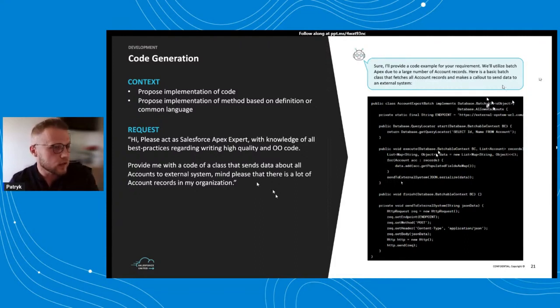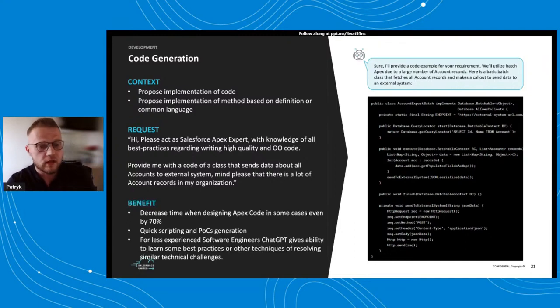What else do we have? We can see that all the methods from the interface were nicely implemented: start, execute, and finish method. Also, we see that the request for the external system was executed in a separate method. We also see on top of the class the endpoint, which is hard-coded here, actually. So that all proves that Chat is really nicely aware and capable of generating high-quality Apex code.